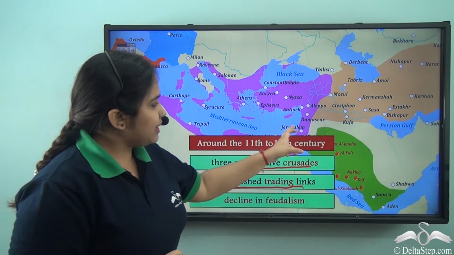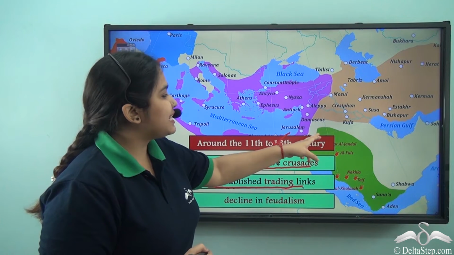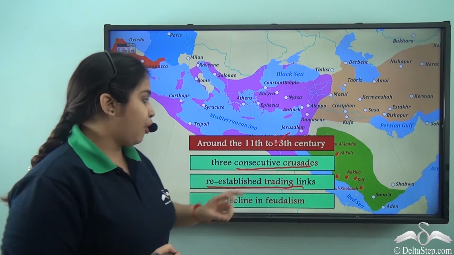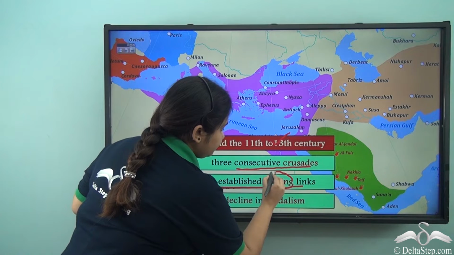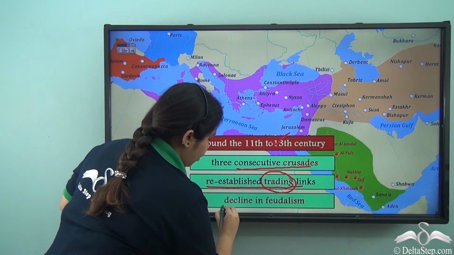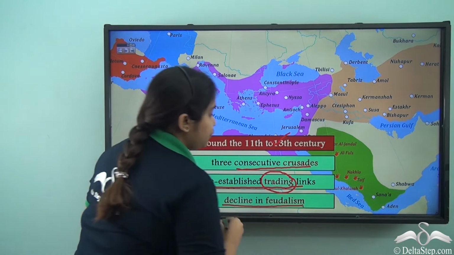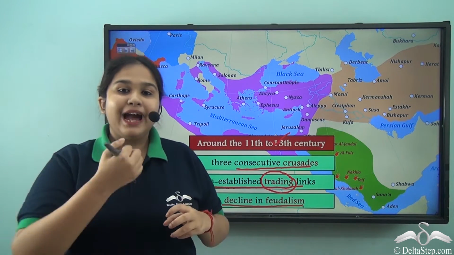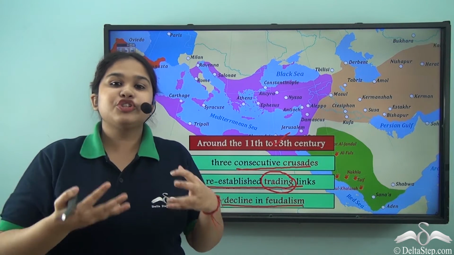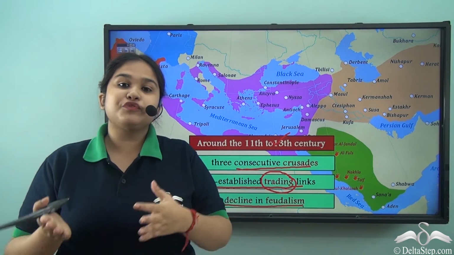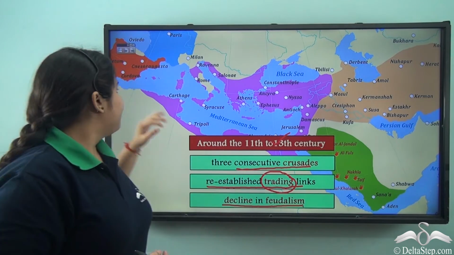So as soon as the crusades took place, this route was opened up for trade again, and this very factor, which was trading, caused the decline in feudalism, because now from agriculture, from land being the primary place of occupation, the focus was shifting to trading.